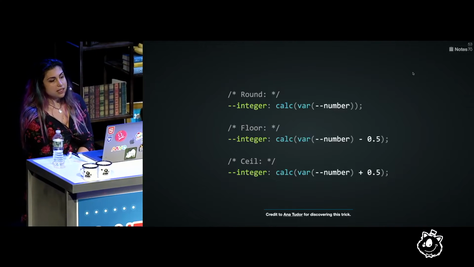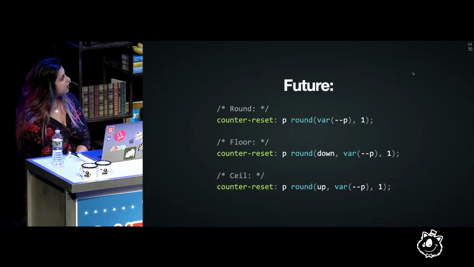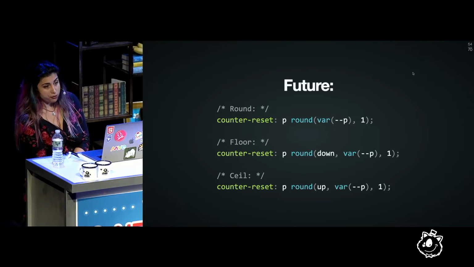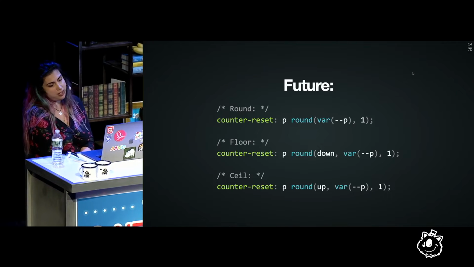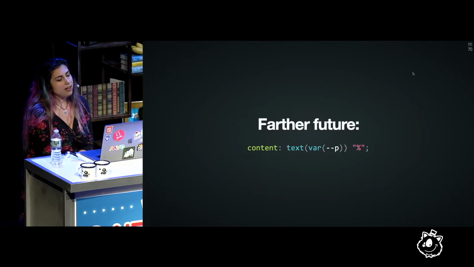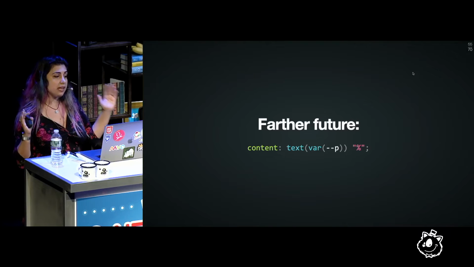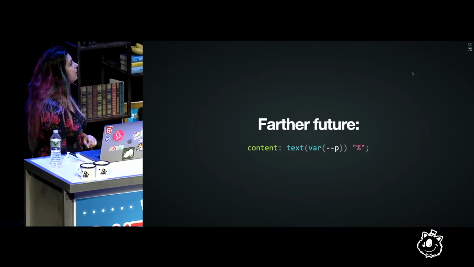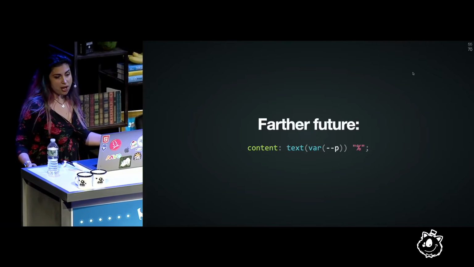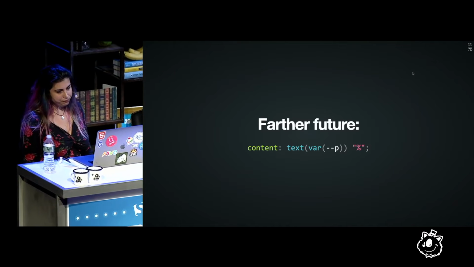And yes, this is ugly, but in the future we'll be able to do this properly. There is a round function that is already defined in specs, in CSS values. All we're waiting for is browsers to actually implement it. And in the even further future, we'll just be able to use a text function, or whatever else we call it, the name is still under debate, to actually convert any value to text and display it directly without having to do any of these tricks.